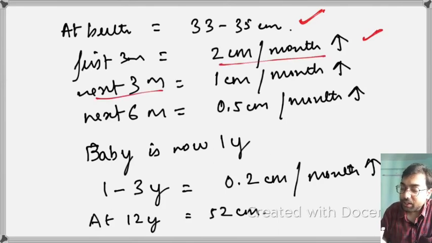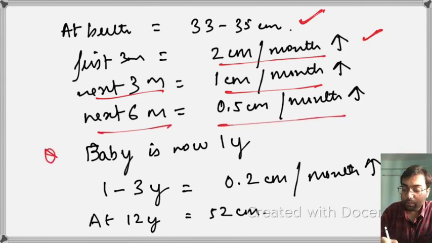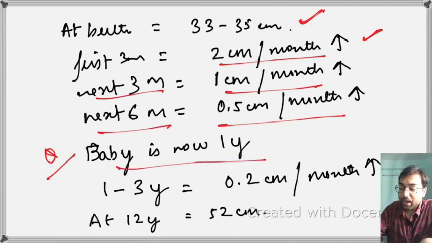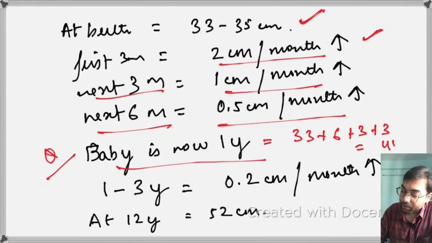In the next 3 months it is a 1 centimeter increase per month. In the next 6 months it is 0.5 centimeter per month. So for example, in this question, the baby is 1 year old. You want to know the head circumference. So you can just calculate 33 plus 6 plus 3 plus 3. So it would come out to be 33 plus 12, and 33 plus 12 is 45 centimeters.